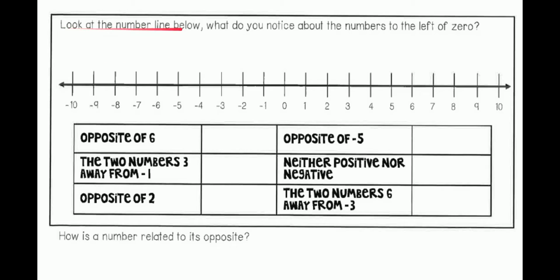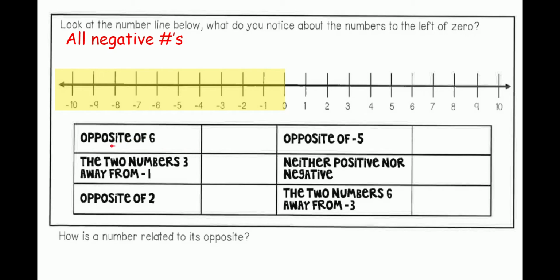Look at the number line below. What do you notice about the numbers to the left of 0? Well, if I look at all these numbers to the left of 0, you could see that they're all negative numbers. From 0 to -1. Yeah, everything to the left or less than 0 is negative.